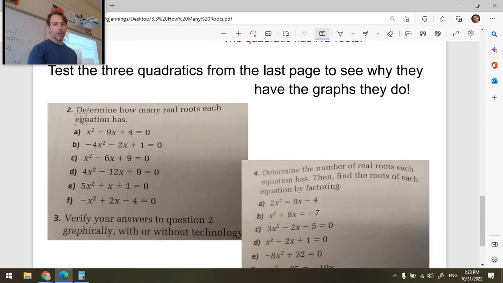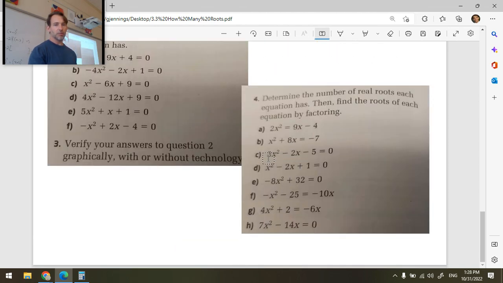So here are some practice problems from your textbook. And I'll be coming around table to table to make sure that we can conquer some of these problems.